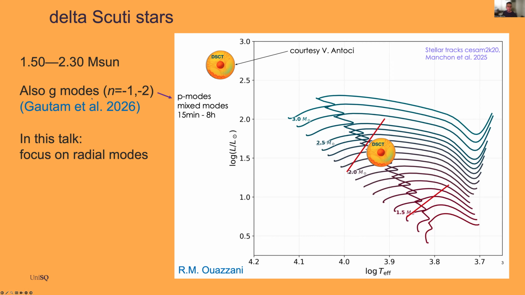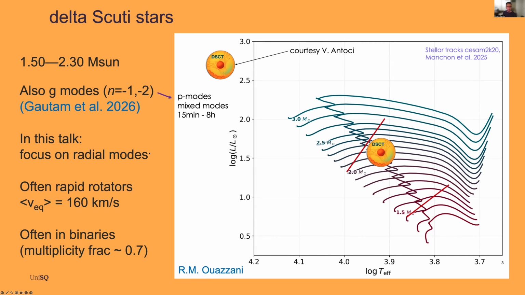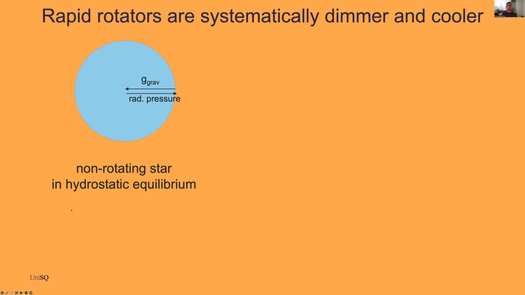They can also pulsate in pure g modes, but not the kind that we see in gamma Dor stars, the kind instead that have very low radial orders, although in this talk I'll focus mainly on, in fact only on, radial modes. They are often rapid rotators with a mean rotation velocity at the equator in excess of 100 kilometers per second, and they are often found in binary systems. The multiplicity fraction for A stars is about 0.7. And this is important because rapid rotators are systematically dimmer and cooler than their non-rotating counterparts.